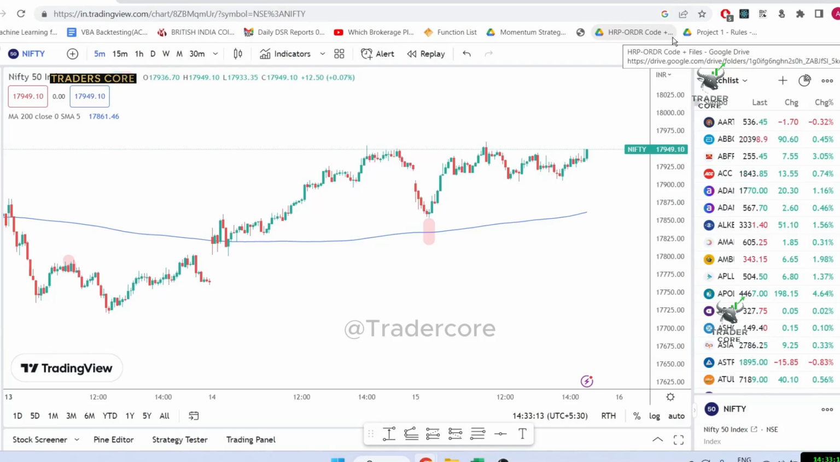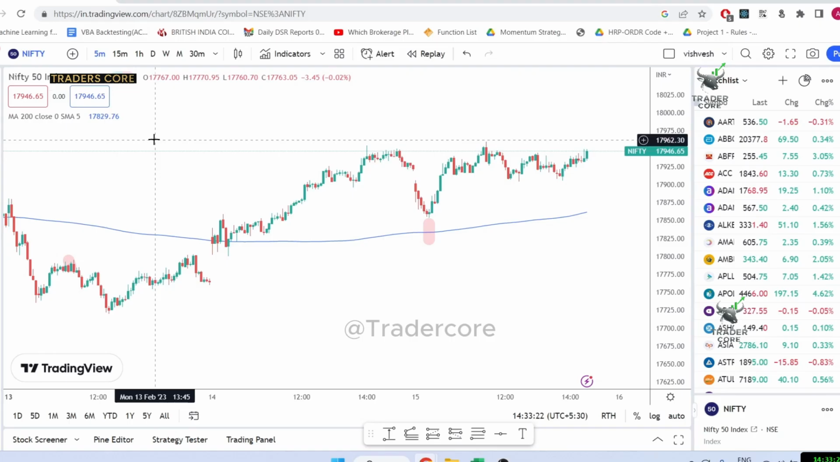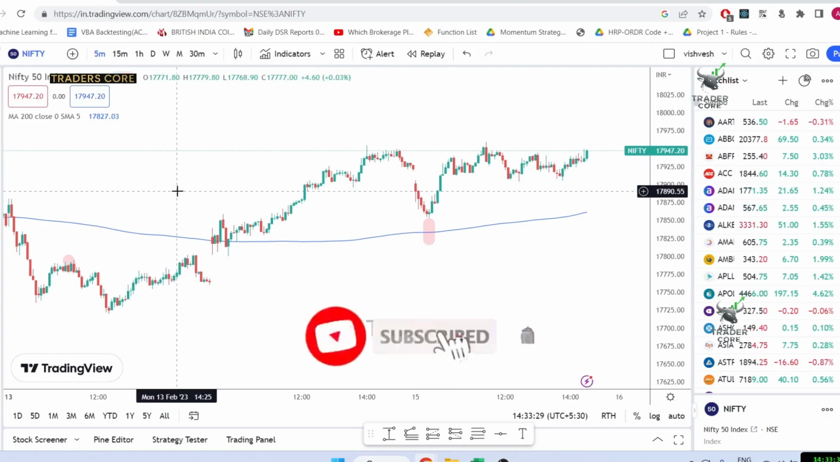In this strategy, I'm going to use the moving average and the Fibonacci, and this is an intraday strategy, so I will be using the 5-minute time frame, and since it is intraday, we can take both buy and sell trades. So let me show you the settings first.